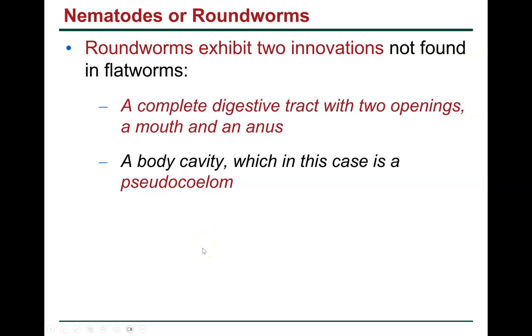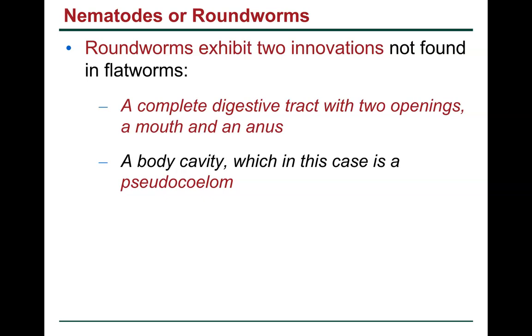The two characteristics of roundworms that are not found in flatworms or cnidarians or sponges are a complete digestive tract with two openings, a mouth and an anus, and a body cavity, which in this case is a pseudocoelom. So again, you need to watch the first video in order to understand what a pseudocoelom is.